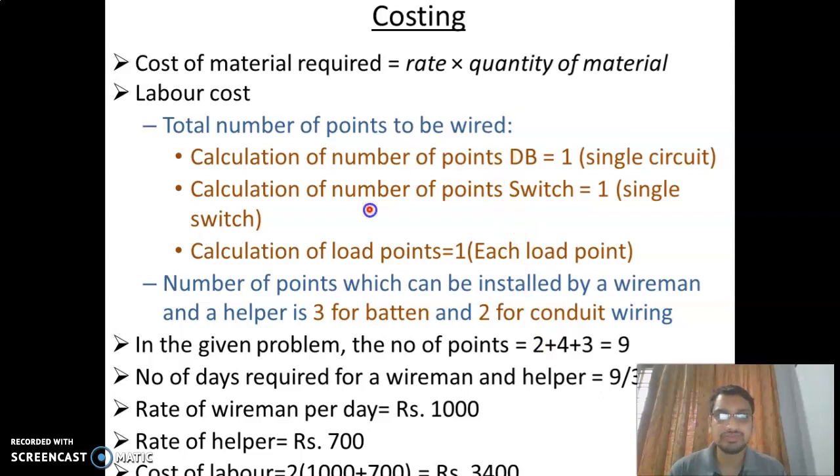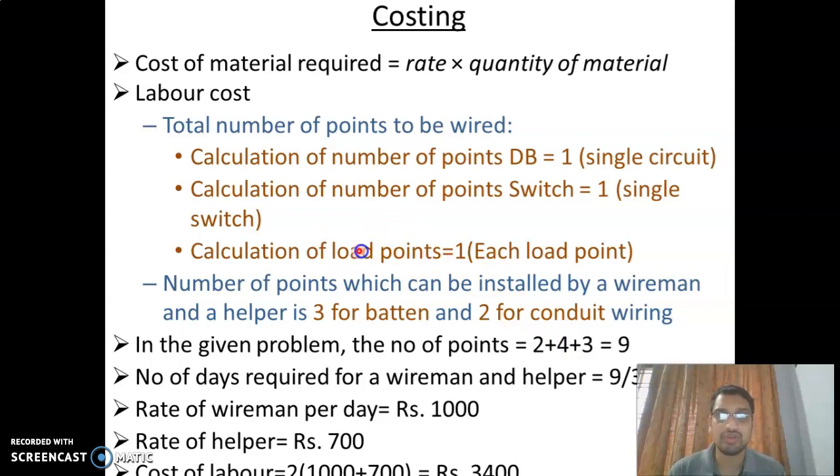Next one, calculation of the number of points in switches. We consider 1 point in each switch. We have 4 switches, 3 switches in the sub-circuit and 1 power switch. So 4 switches are there, and we consider 4 electrical points. So 2 plus 4, 6 points.